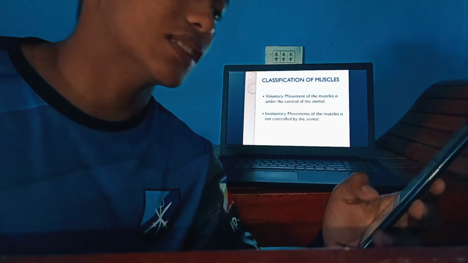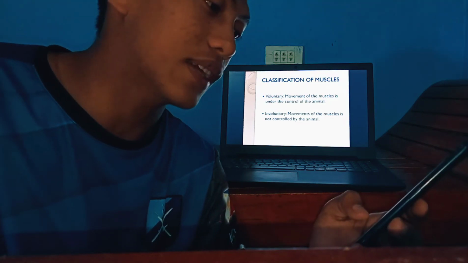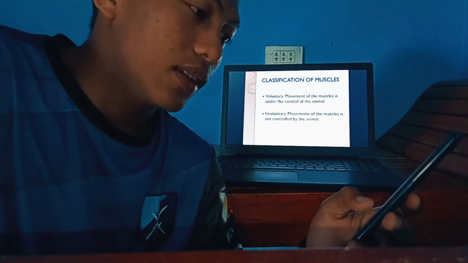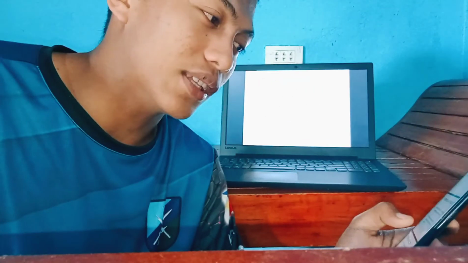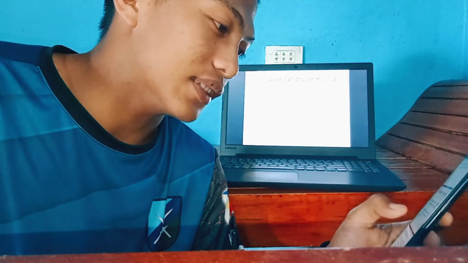So we have two classifications of muscles which are voluntary and involuntary. Voluntary movement of the muscle is under the control of the animal. Involuntary movement of the muscles is not controlled by the animal.